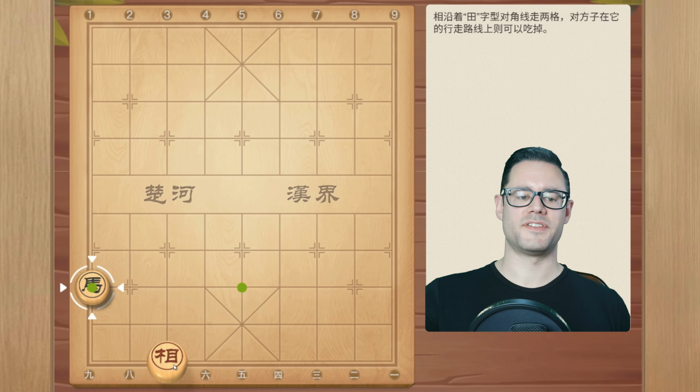Now in this case, our elephant's path is not blocked, so we don't have to take any longer path to get around to the opponent's horse. We can capture the opponent's horse directly.